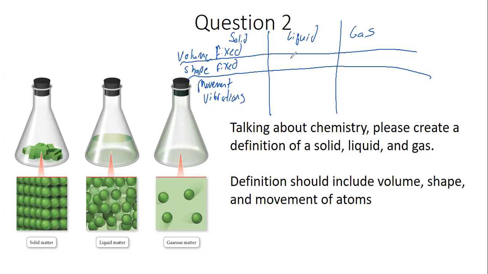Liquid, I will just fill in the rest now. Liquid, volume, is fixed as well. You cannot compress a liquid. The volume is fixed, but the shape, not fixed. And more correctly, we say the shape of a liquid will take the shape of its container, as shown here. In the middle there, we have liquid, and it is taking the shape of our container, unlike the solid there on the left.